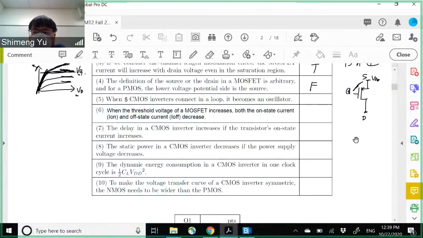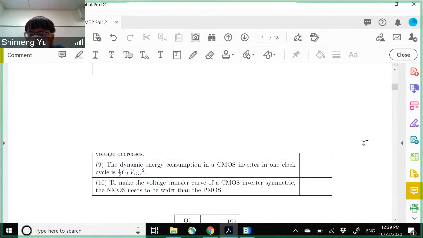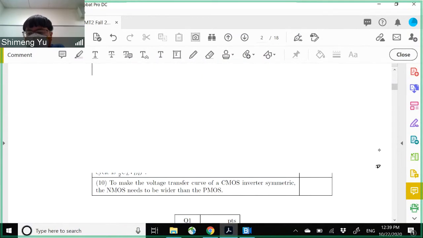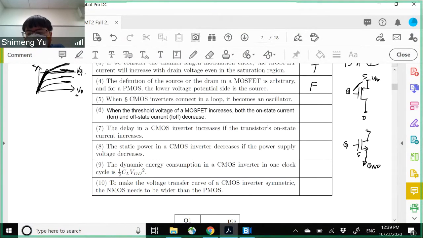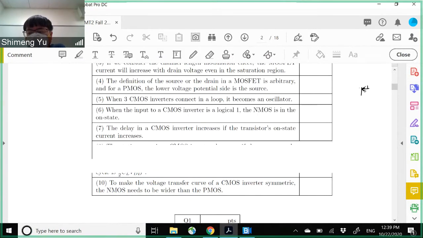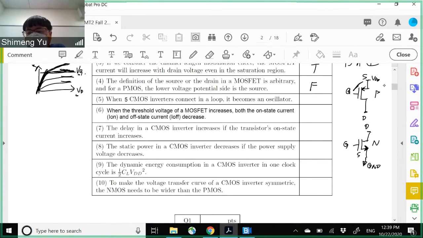For NMOS, if you recall the symbol for NMOS, this is ground. The arrow here represents N and P.